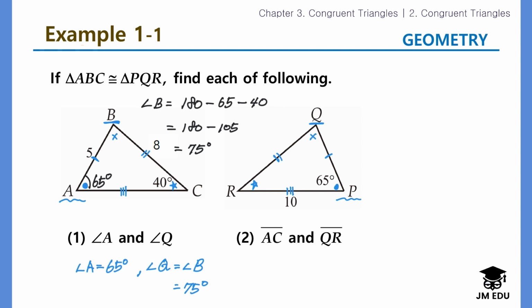Okay, number two, side AC. AC is congruent to this side right here. So that's 10, right? So side AC is equal to 10. And QR is right here. And QR is congruent to BA, right? So that's going to be equal to 5. So side QR is equal to 5.